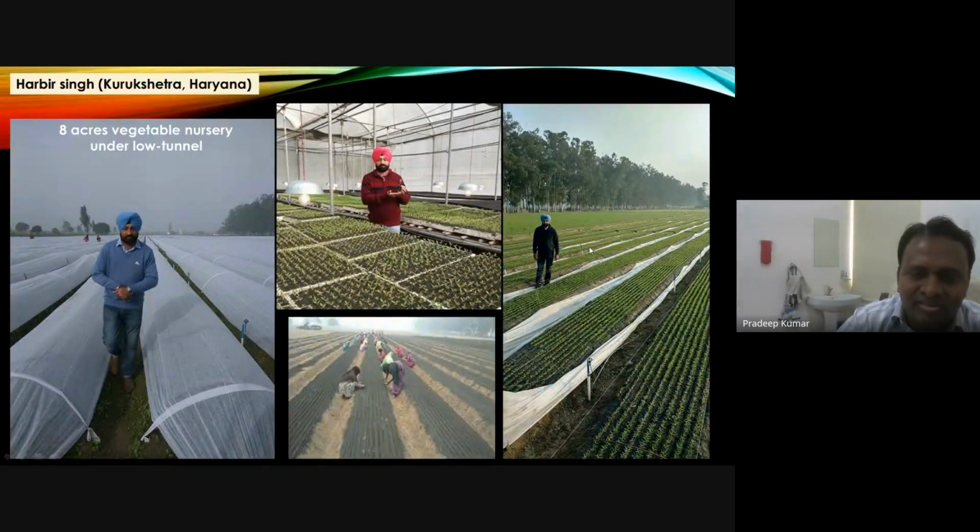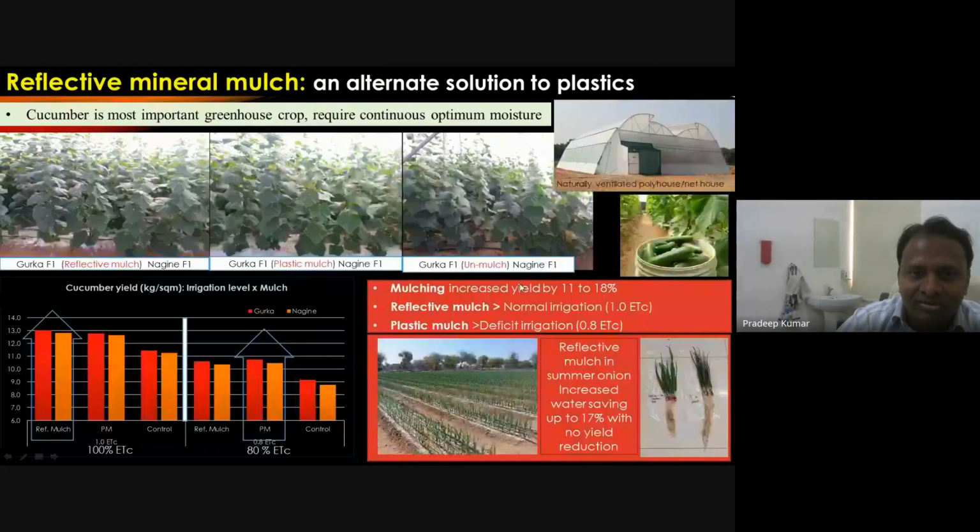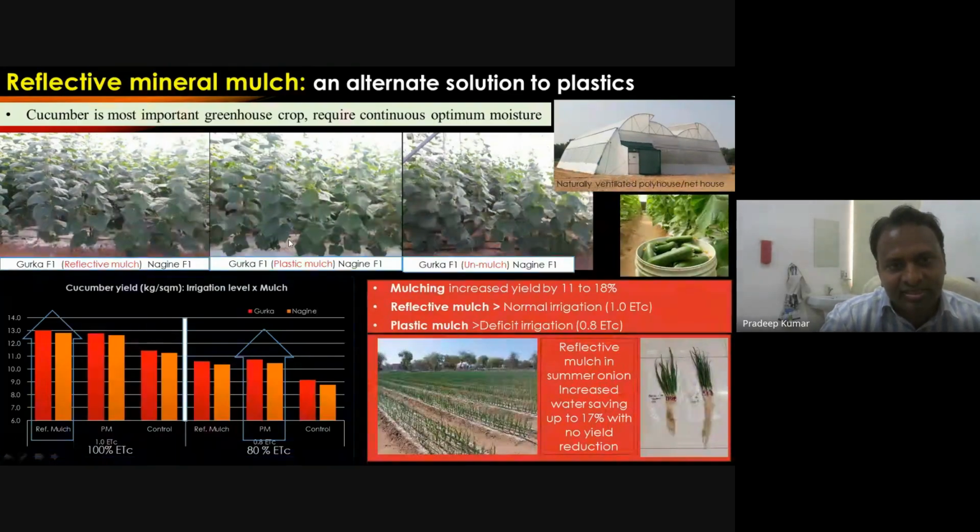And this is one example somebody may show you, but I also want to highlight an 8 acre vegetable nursery run by a Kurukshetra entrepreneur, Harbir Singh. He is simply selling chili seedlings, and they have 3 to 4 seedling cycles in the open field on 8 acres, and you can see earnings in crores. Then reflective mineral mulch, because plastic mulch, of course, conserves water. It's an essential part of water saving practice in precision agriculture.